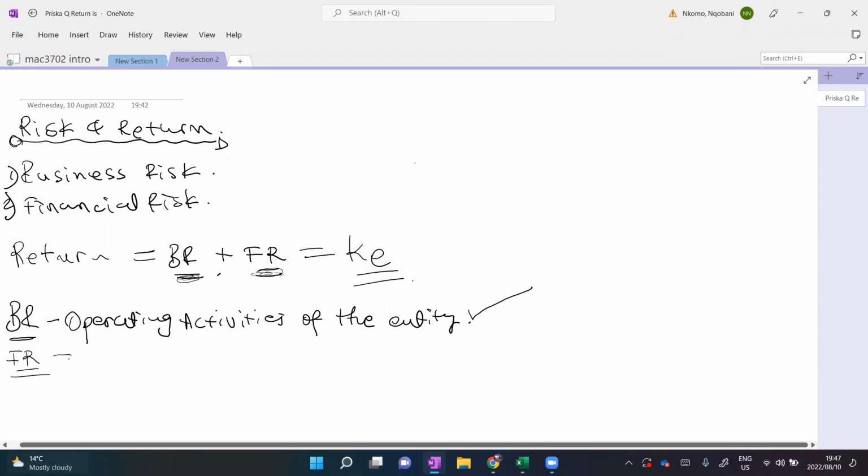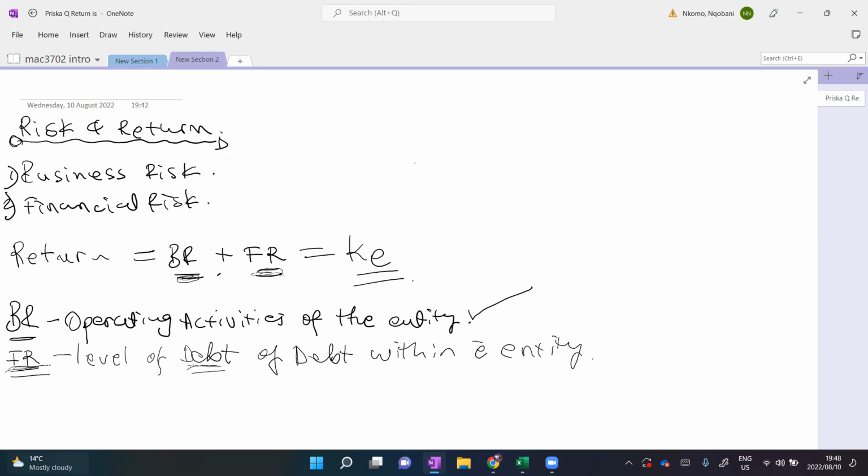So when we're looking at the financial risk, we will be looking at the risk that relates to the level of debt within the company. So there we'll be looking at the level of debt within the entity. So if the entity has got too much debt in its capital structure, what it simply means is that there is going to be a higher financial risk. What do we mean? The entity might not be able to meet its obligations, in terms of the interest and also the repayment of the capital or the principal amount. So those are the two things that you're going to look at.